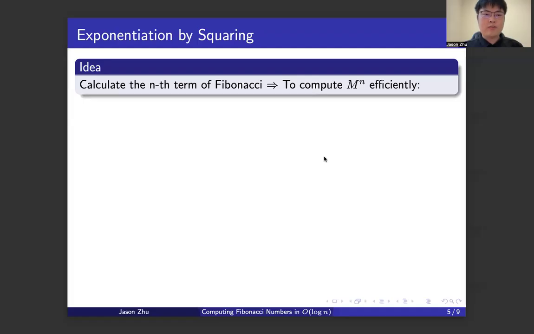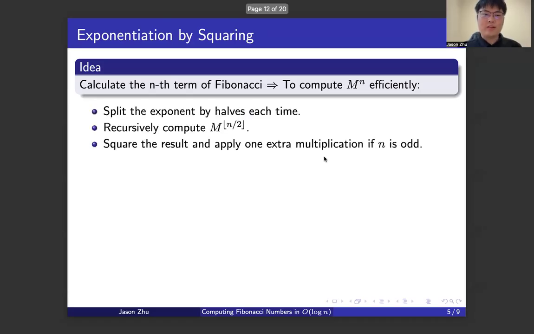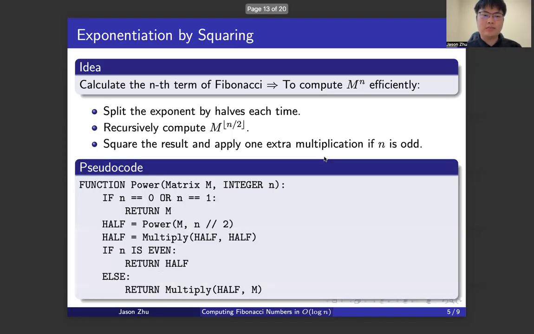So now we have converted the problem of calculating the nth term of Fibonacci into computing the power of a matrix efficiently. We can do this using a recursive algorithm: split the exponent by half each time, recursively calculate the lower half, and then square the half together. We also need to apply one extra multiplication by M if n is odd. So here is the pseudocode for the fast power using the recursive algorithm. Basically just what we described above.